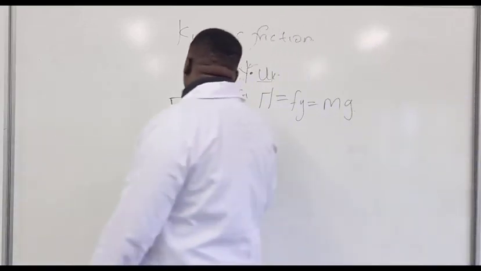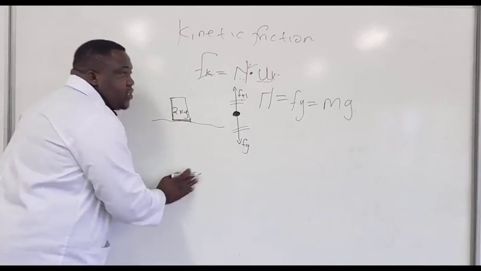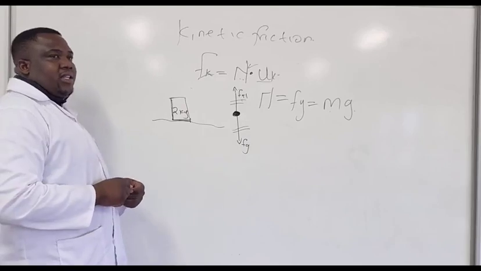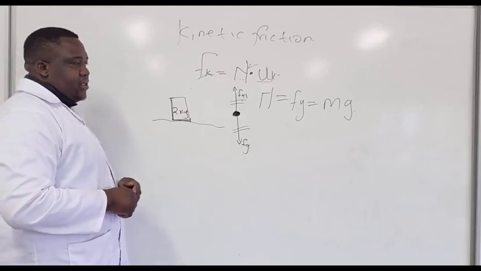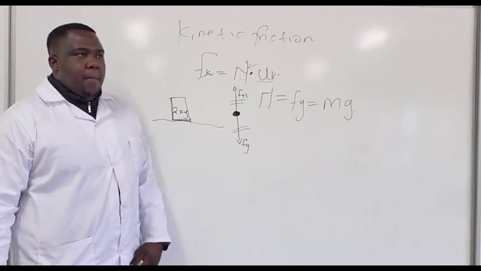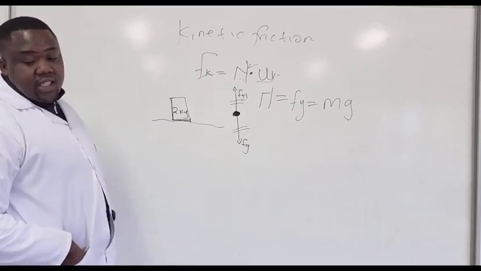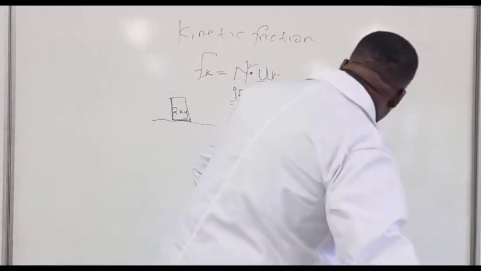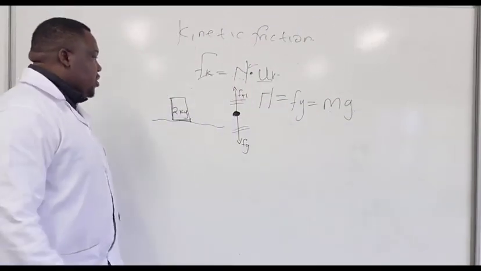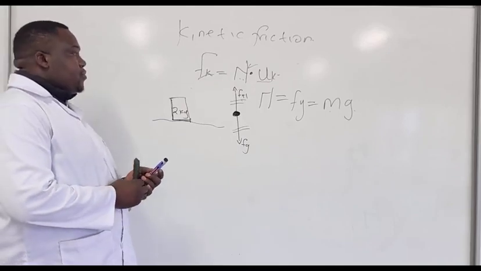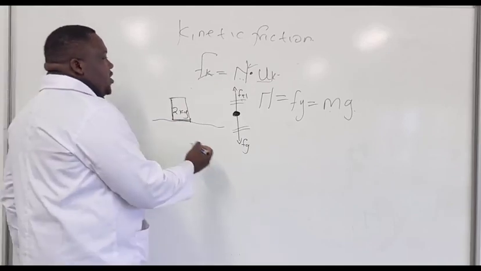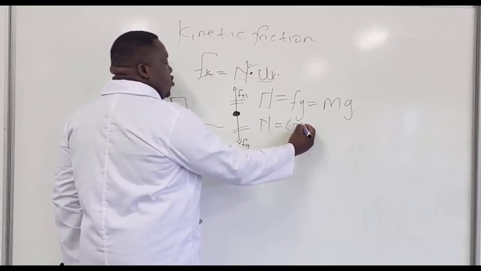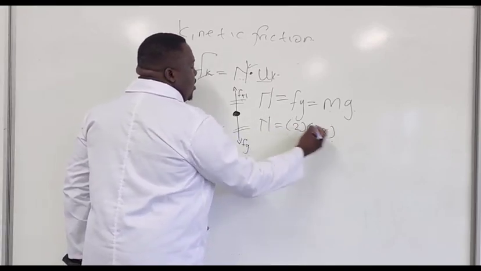So when we have an object which is lying flat on the surface, and the only forces acting upwards are gravitational force and normal force, it means the normal force is equal to the gravitational force. You understand? So it means the normal force for this one is equal to what? Normal force is equal to 2 multiplied by 9.8.